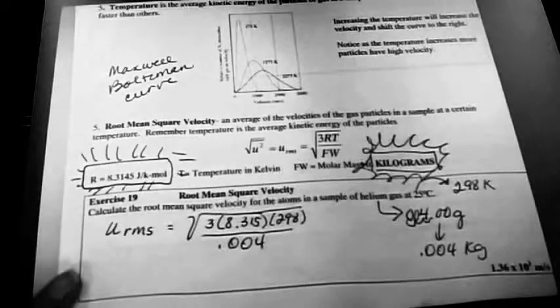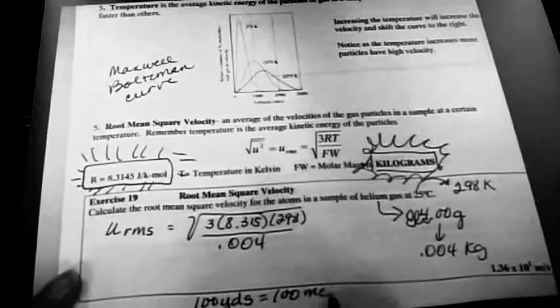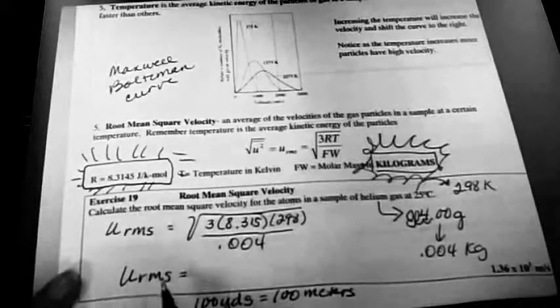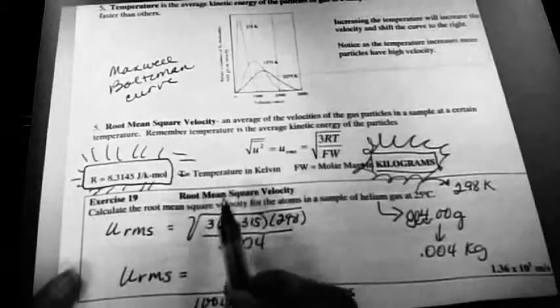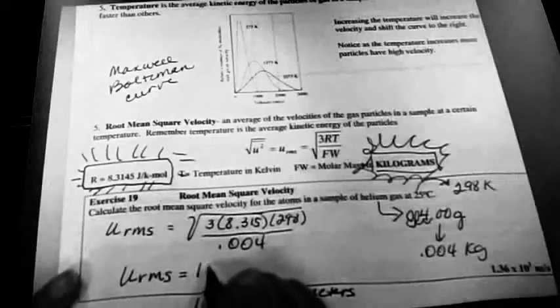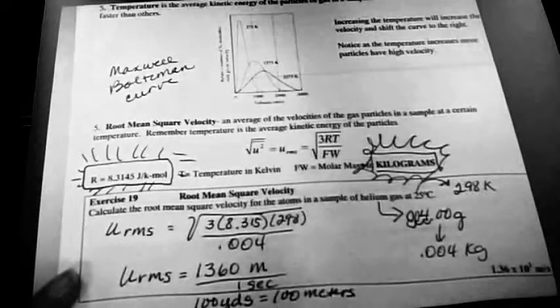How big is a football field? 100 yards. So a football field is 100 yards, which is approximately 100 meters. So the root mean square velocity of these helium particles, that means the average movement of these helium particles is 1,360 meters in 1 second. Wow. That's pretty fast, isn't it? Some of you can get to the parking lot after school that fast.